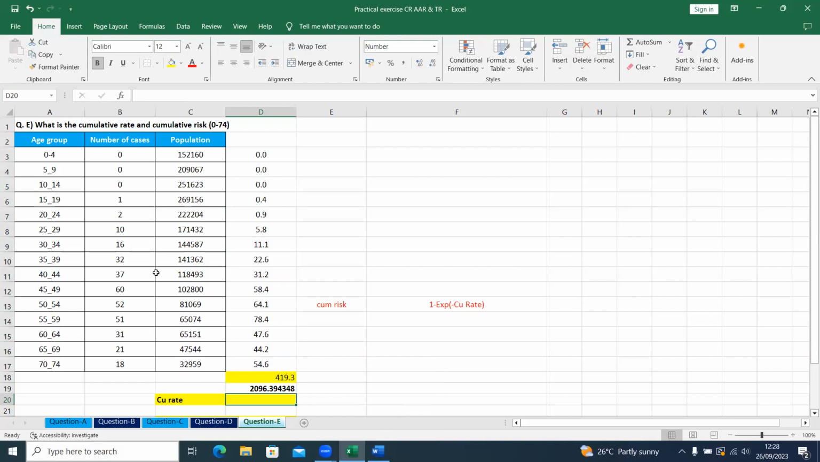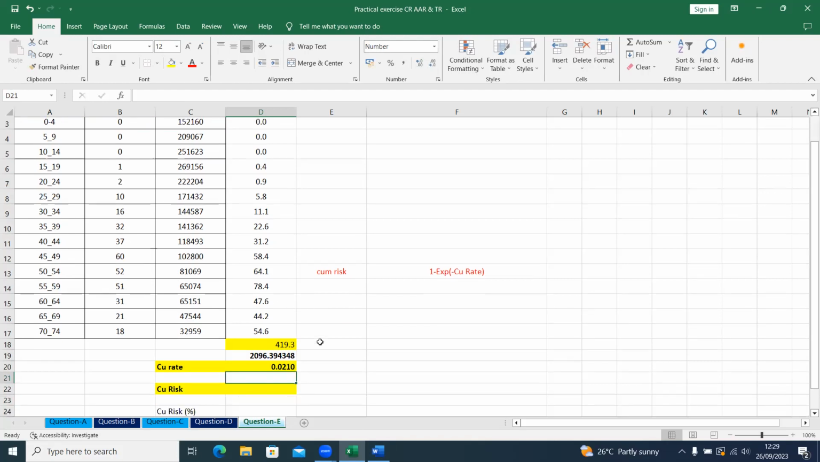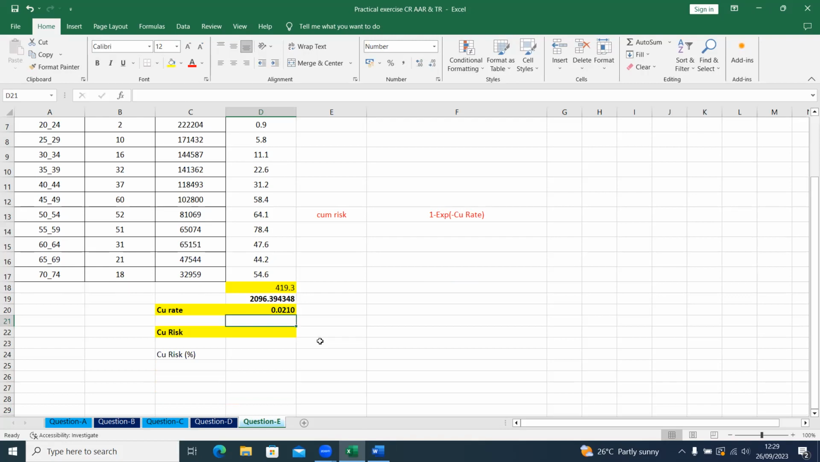Now calculate the age cumulative rate. We have to just divide this answer by 1 lakh. It is equal to 2096.39 divided by 1 lakh or 100,000. What is your answer? 0.02096 actually. 0.02096, ma'am.